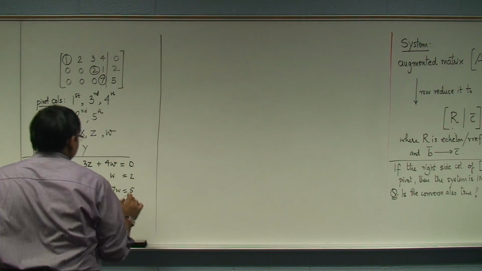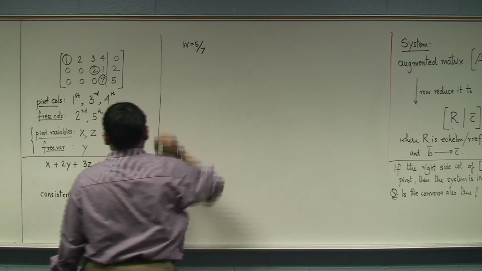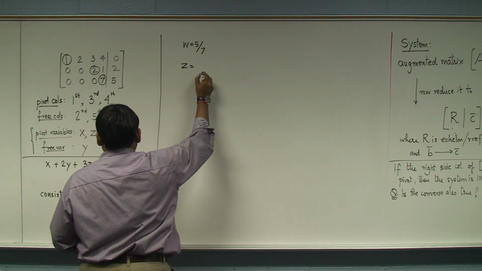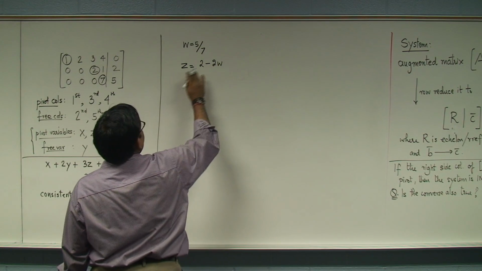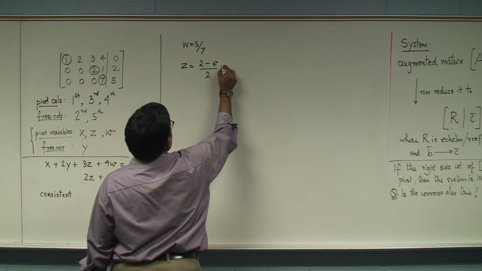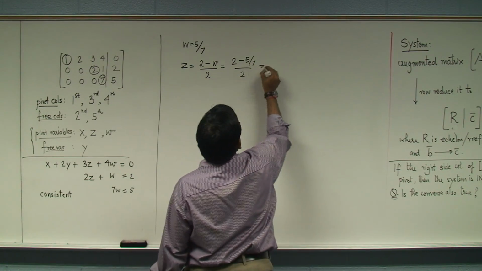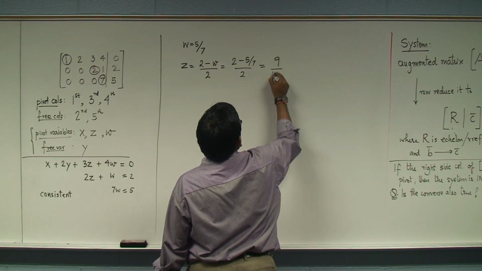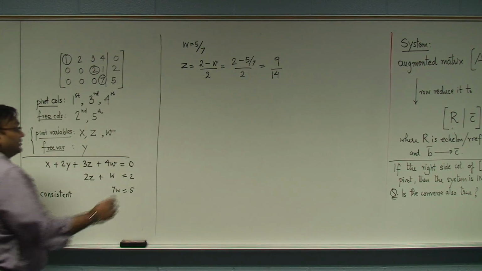Let's try to do it nicely. So w turns out to be 5/7 from here. Then z turns out to be 2 minus w over 2, which would be 2 minus 5/7 over 2. And that will give us 9/14. So I have my w, I have my z, and let us see what x looks like.